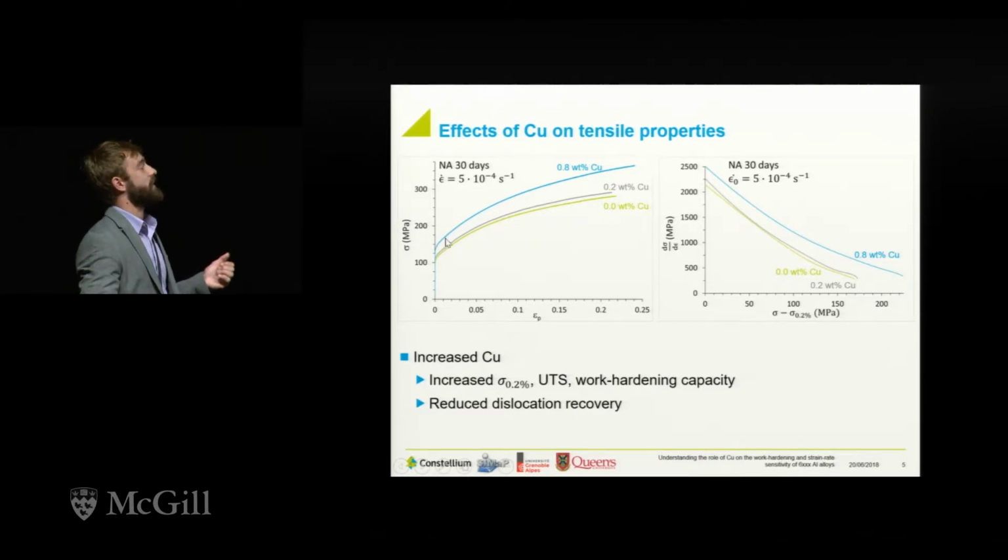You increase the copper content, you increase the yield stress, and the UTS. The tensile elongation does change a little bit. You do get some increased elongation with copper content as far as uniform elongation is concerned.